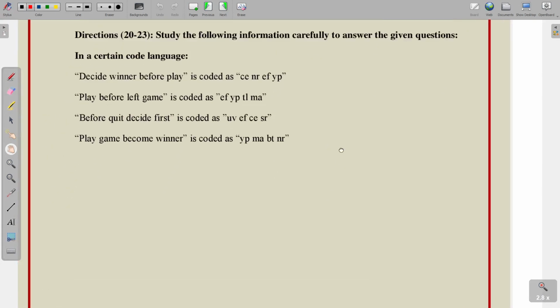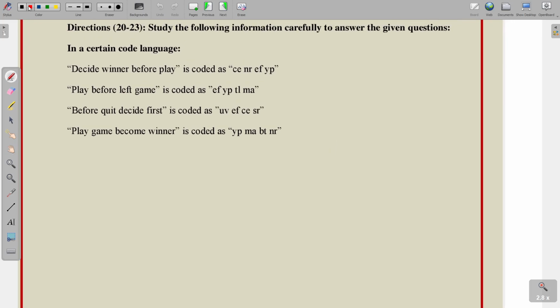Next, coding and decoding. So first of all, try to find a code for each and every word, then answer the questions. So first of all, decide winner before play. So play before left game. Before quit, decide first, and play game become winner. So first of all, see decide. So what is the code for decide? That is C.